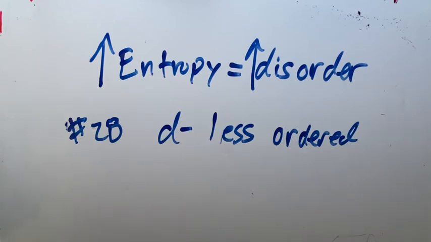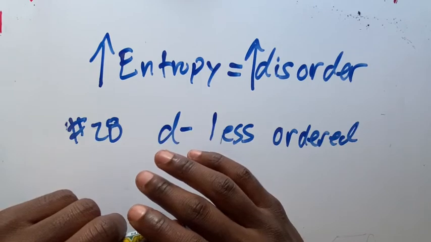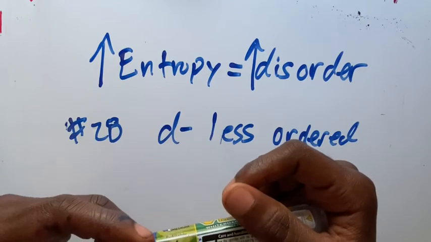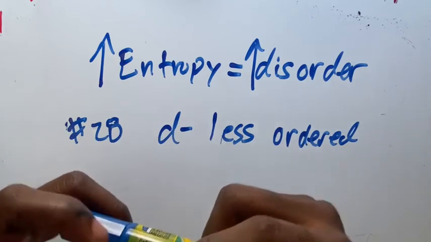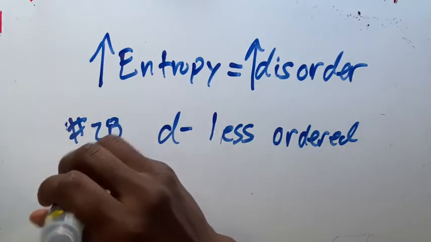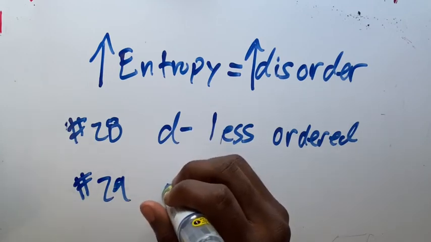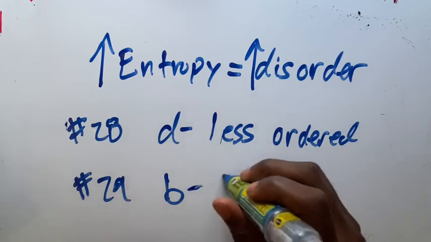29 says entropy is most closely related to A, the first law of thermodynamics, which is just the conservation of thermal energy, or B, the second law of thermodynamics, which is heat goes from hot to cold, or C, both of these. Well, the answer is actually going to be B for 29. The answer is going to be B, the second law.